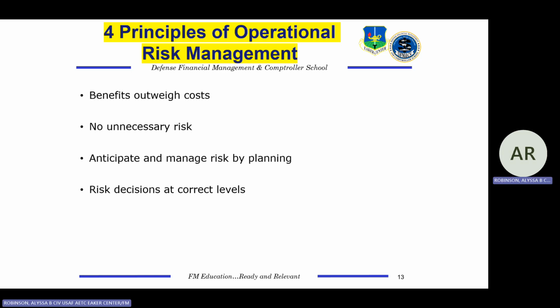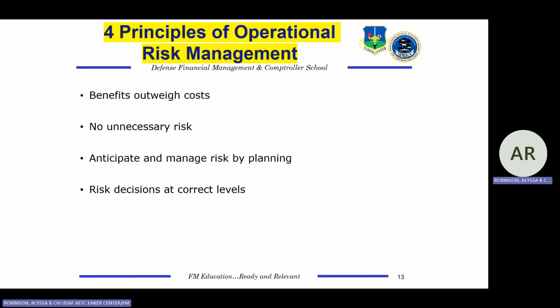Second, no unnecessary risk. The example here is in the Department of War. Every year we take cybersecurity training, and in that training they tell you don't click on phishing emails. So they say don't even take the risk. If you see a suspicious email, you're not going to click on it. They have trained that risk out of us so that we're not taking unnecessary risk.